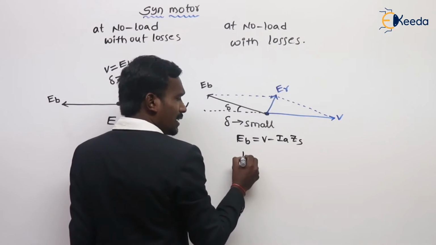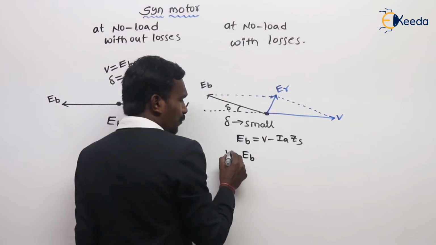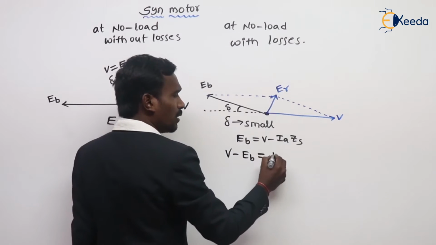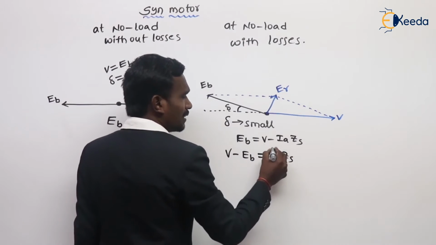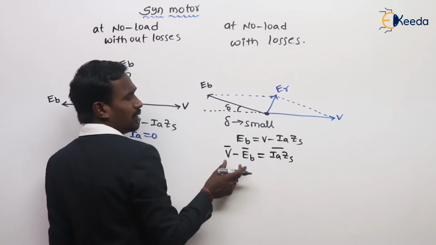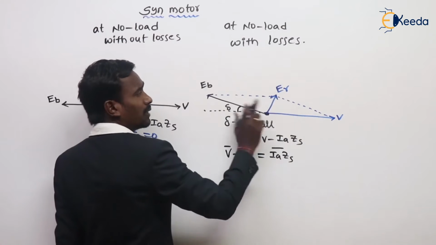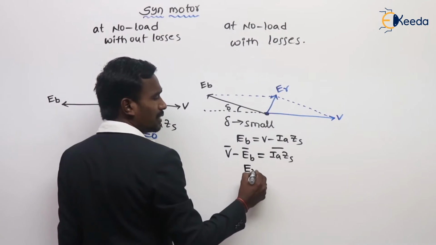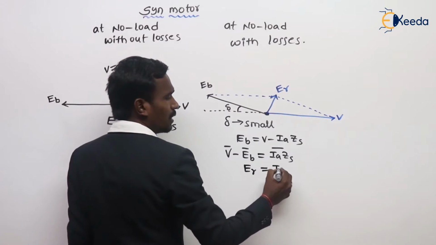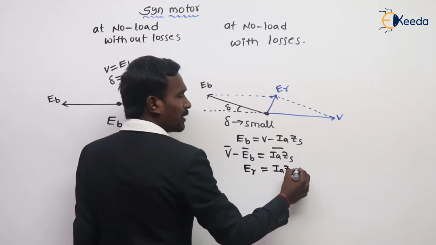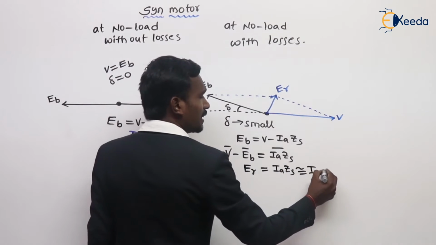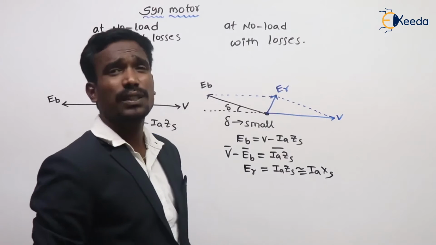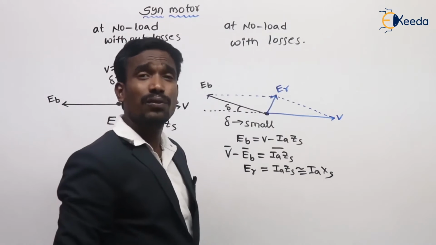Here, EB and V are opposite to each other, right? So V minus EB is equal to IAZS. These two are a vector sum but in opposite directions. That's why this is IAZS, and the vector sum is ER. This ER is equal to IAZS, or if resistance is neglected, IAXS. This is the vector diagram of the synchronous motor at no load condition with losses.